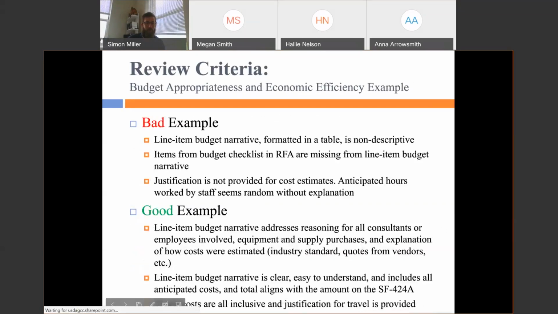So let's just show one more good and bad example here. A bad example: a line item budget narrative formatted in a table is non-descriptive. Items from the budget checklist in the RFA are missing from the line item budget narrative, or justification isn't provided for the cost estimates. A good example, right? The line item budget narrative addresses reasoning for all the consultants or employees involved, equipment, supply purchases, and explanation of how costs were estimated. A good example would include, if there are travel costs, that they are all inclusive and the justification for travel is provided.